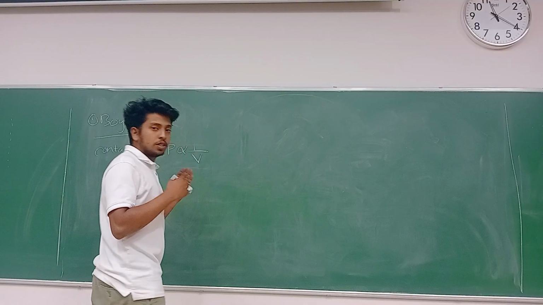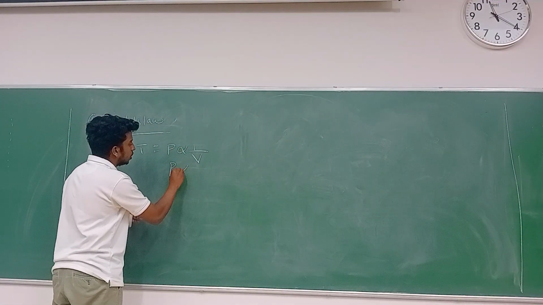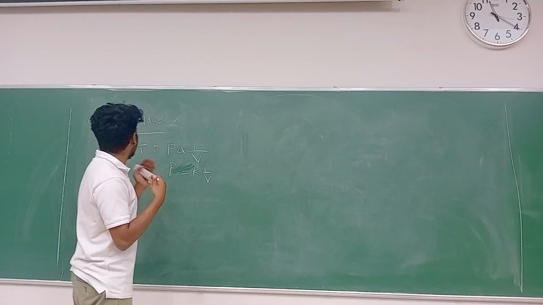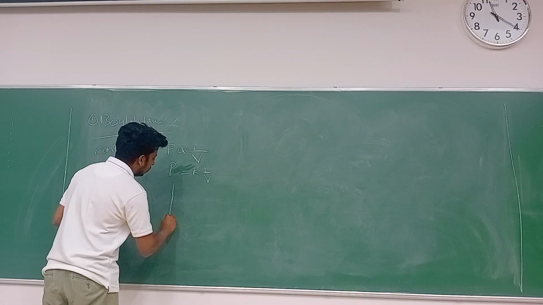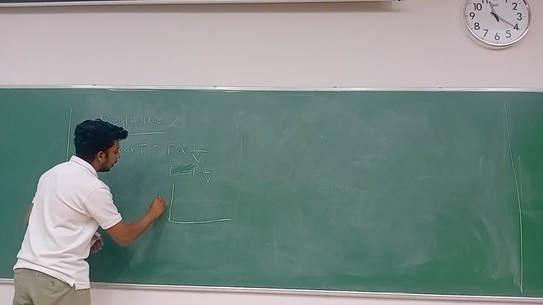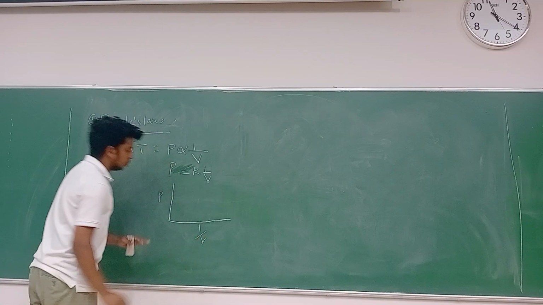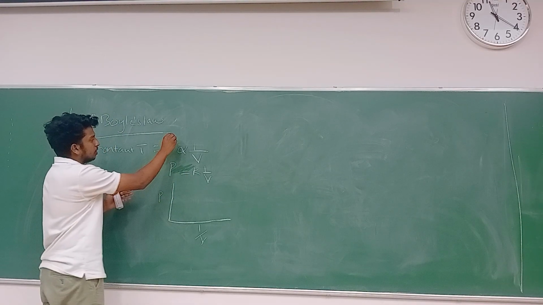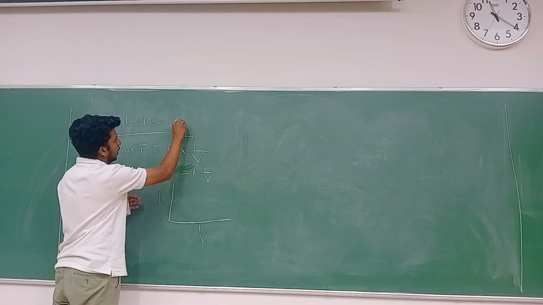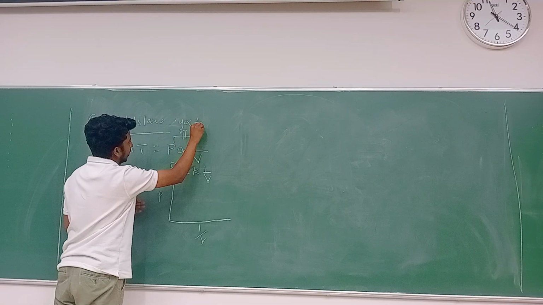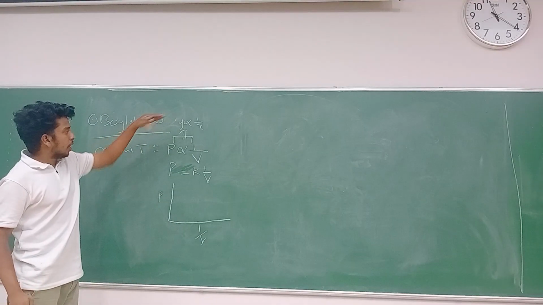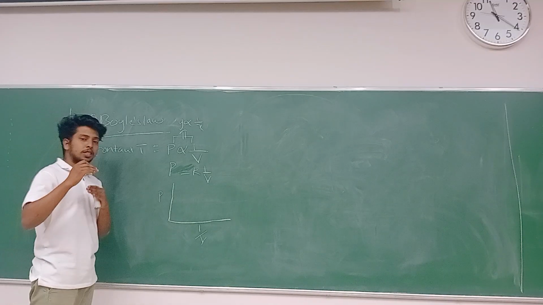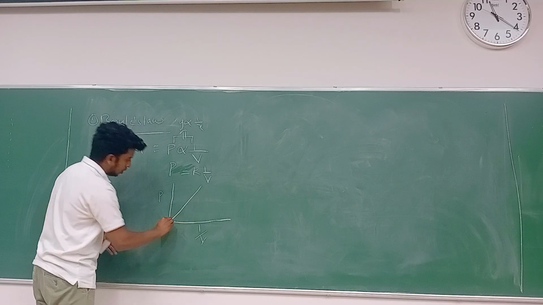To remove the proportionality from this equation, we take a constant. Then we plot the graph for this law, taking pressure on the y-axis and 1/V on the x-axis. From this equation, P is directly proportional to 1/V, so we get a plot which is a straight line passing through the origin.